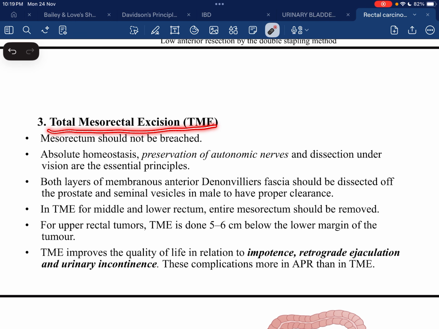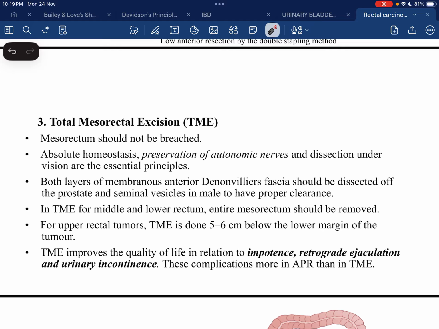Total mesorectal excision (TME). The mesorectum should not be breached, and absolute hemostasis, preservation of the autonomic nerves, and dissection under vision are the essential principles. Both layers of the membranous anterior Denonvilliers' fascia should be dissected off the prostate and seminal vesicle in males to have proper clearance.